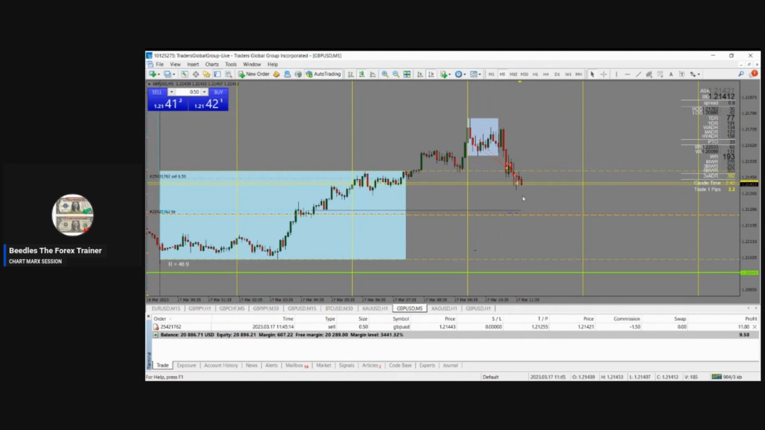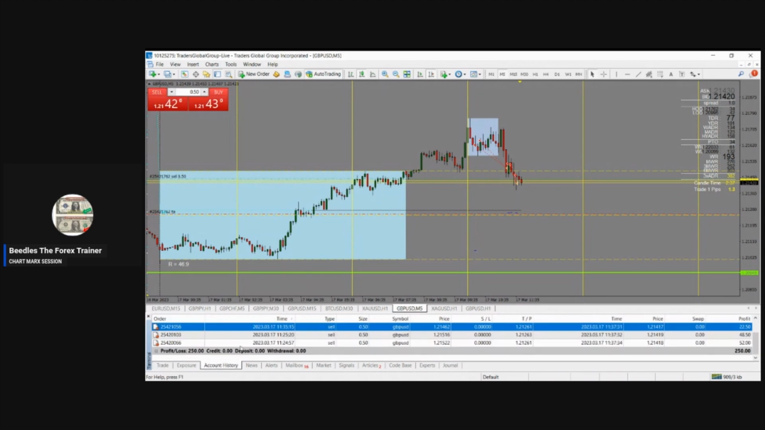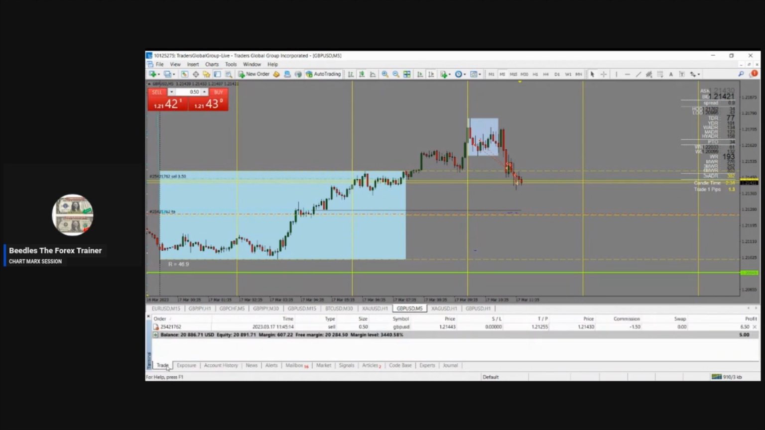But the bears look like they're putting in some work today, doing what we need them to do, and we are incredibly excited about that.